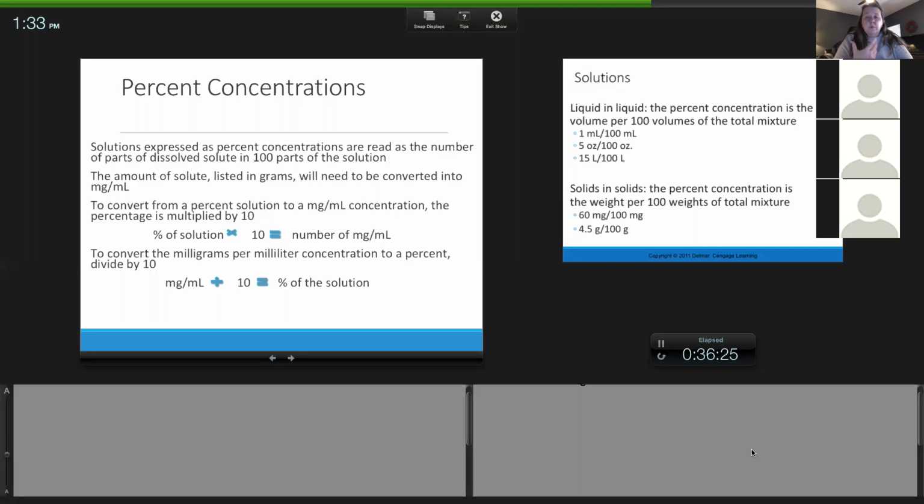If I want to do percent solution, it's 20. If it says 20% on the bottle, that means 20 grams per 100 mLs. The shortcut is to add a 0. So 20% would be 200 mg per mil. 5% is 50 mg per mil. 1% is 10 mg per mil. Do you see what I'm doing there?